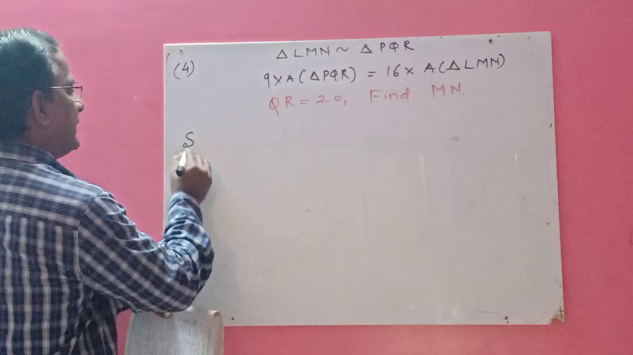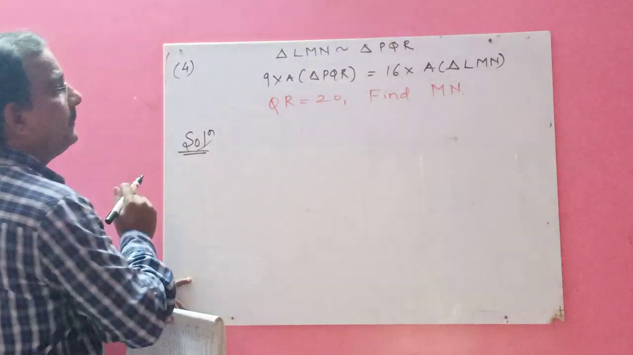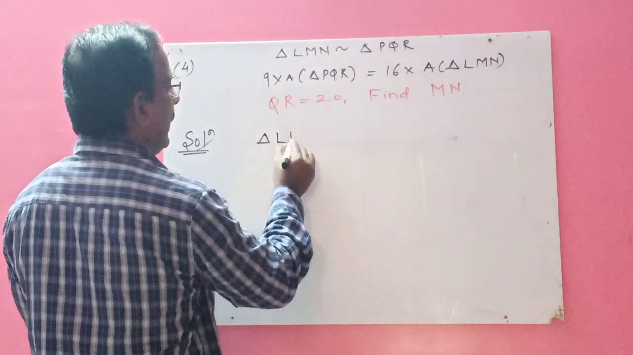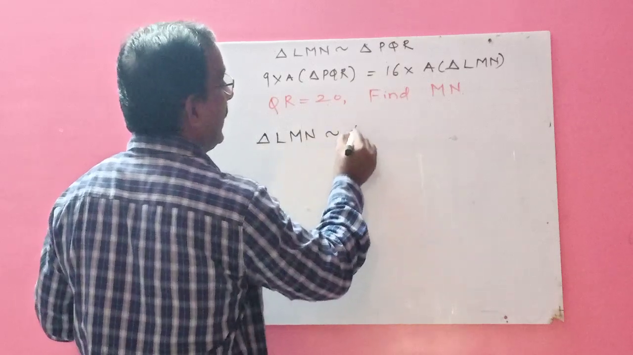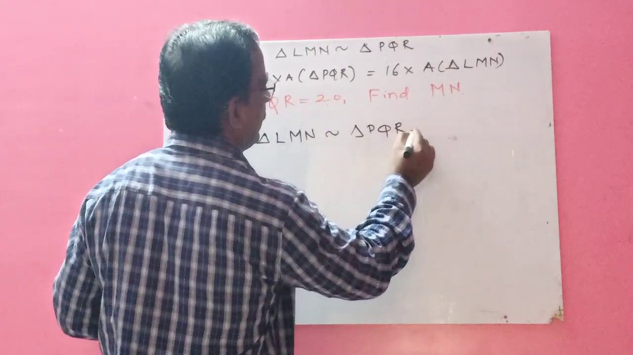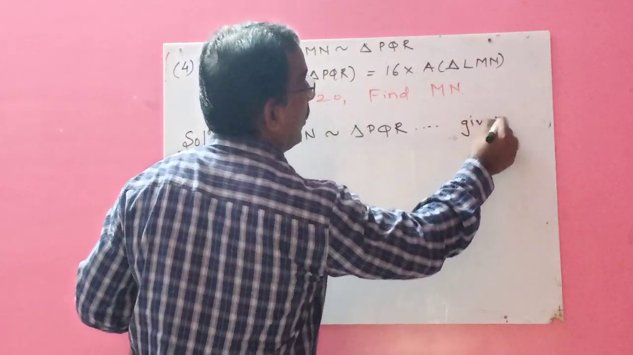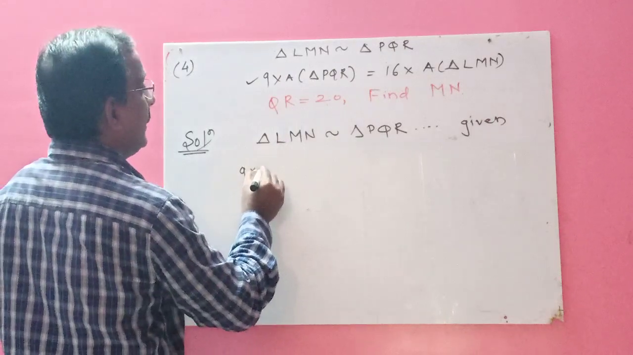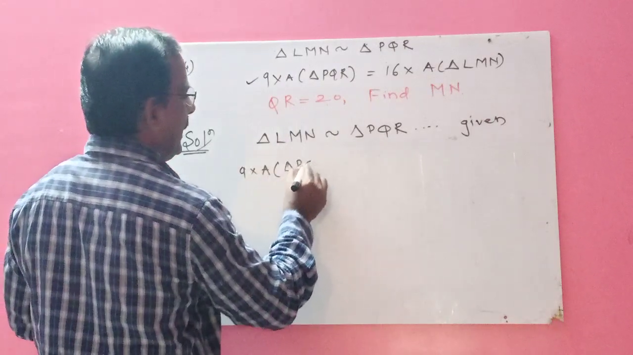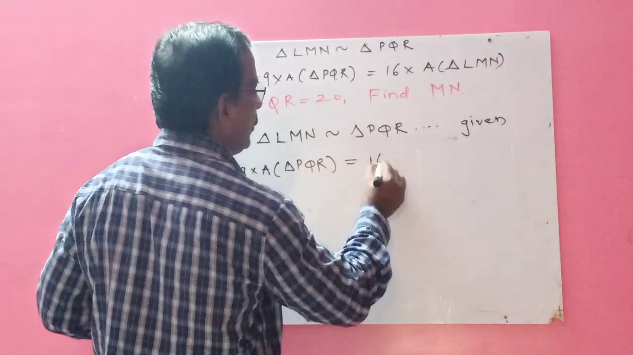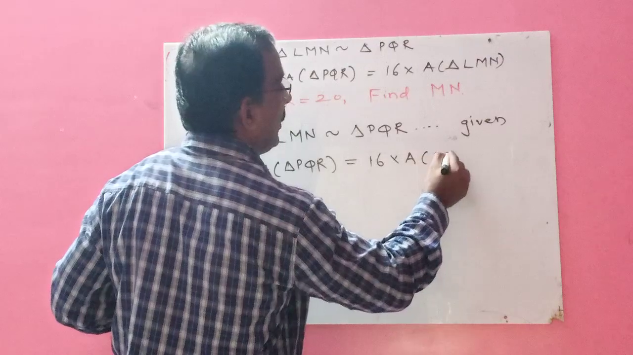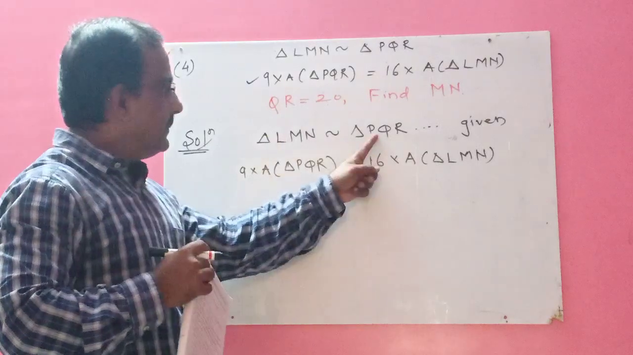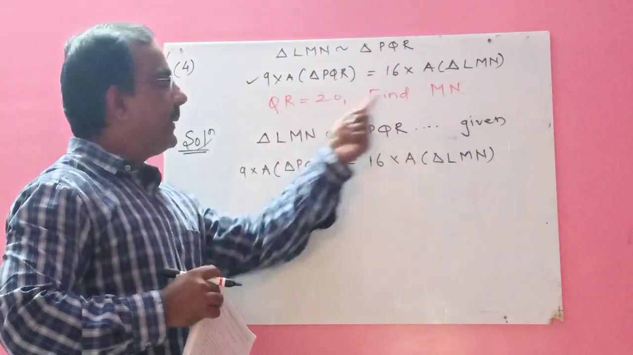For this, first you write solution here and write down these two again. That triangle LMN similar triangle PQR. Reason is given. Also write the same thing, 9 times area of triangle PQR is equal to 16 times area of triangle LMN. Okay, triangles are similar and this is given. QR is given 20, MN.